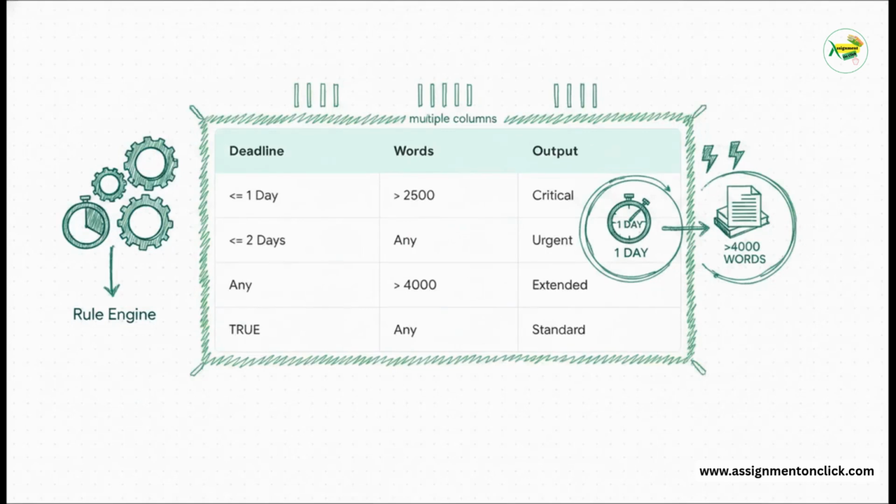So let's see how step 3 actually plays out for our friends at Assignment on Click. We can combine multiple columns to trigger a specific label using that rule engine. For example, if a row has a deadline of 1 day or less and a word count over 2,500, it gets the critical review label. If the deadline is 2 days or less, it's just urgent. But what if it's a massive document over 4,000 words? Well, regardless of the deadline, we flag that as an extended task. By stacking these conditions, we can perfectly capture all the messy, real-world complexity of these requests.